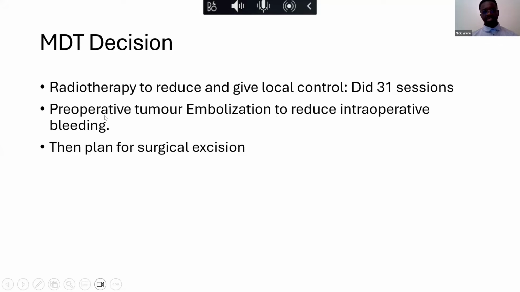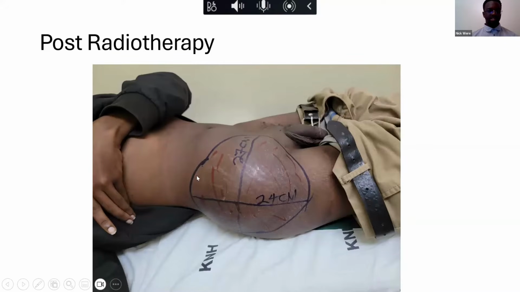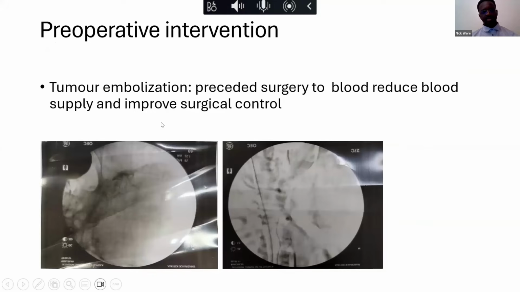Now, after the 31 sessions, we opted to have a pre-surgical embolization to help control the intraoperative bleeding, and that was done. This is just a picture of the tumor post-radiotherapy. There was no significant decrease in size. This is a picture of the embolization procedure that was done a day before the operation.